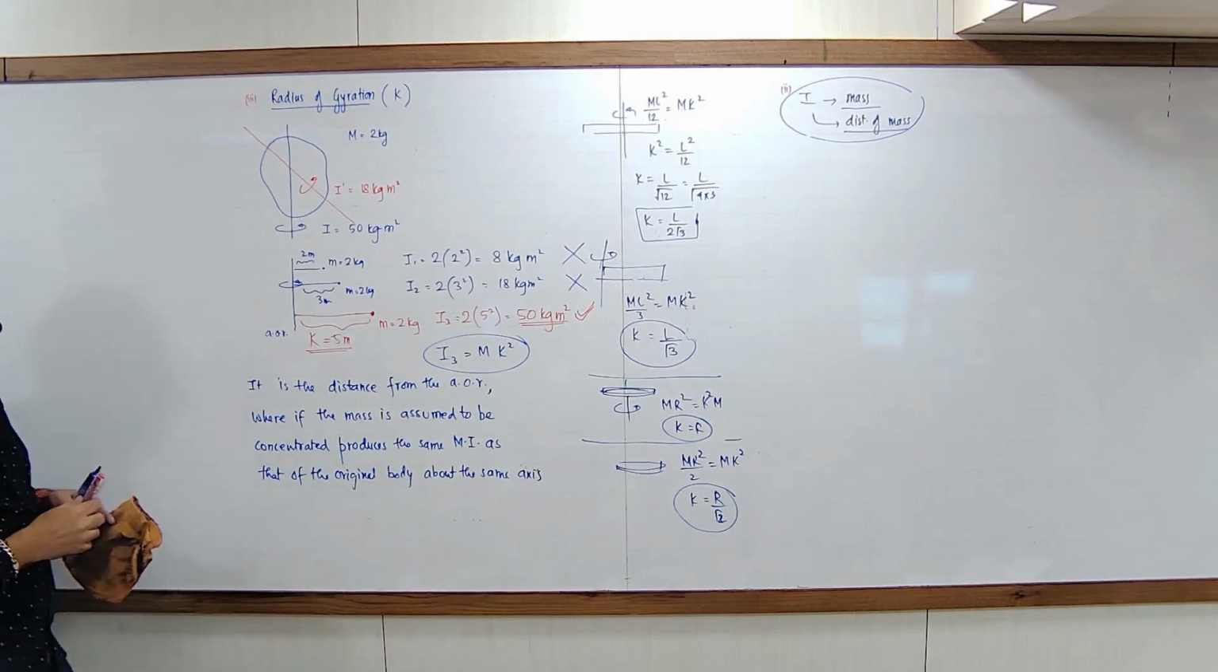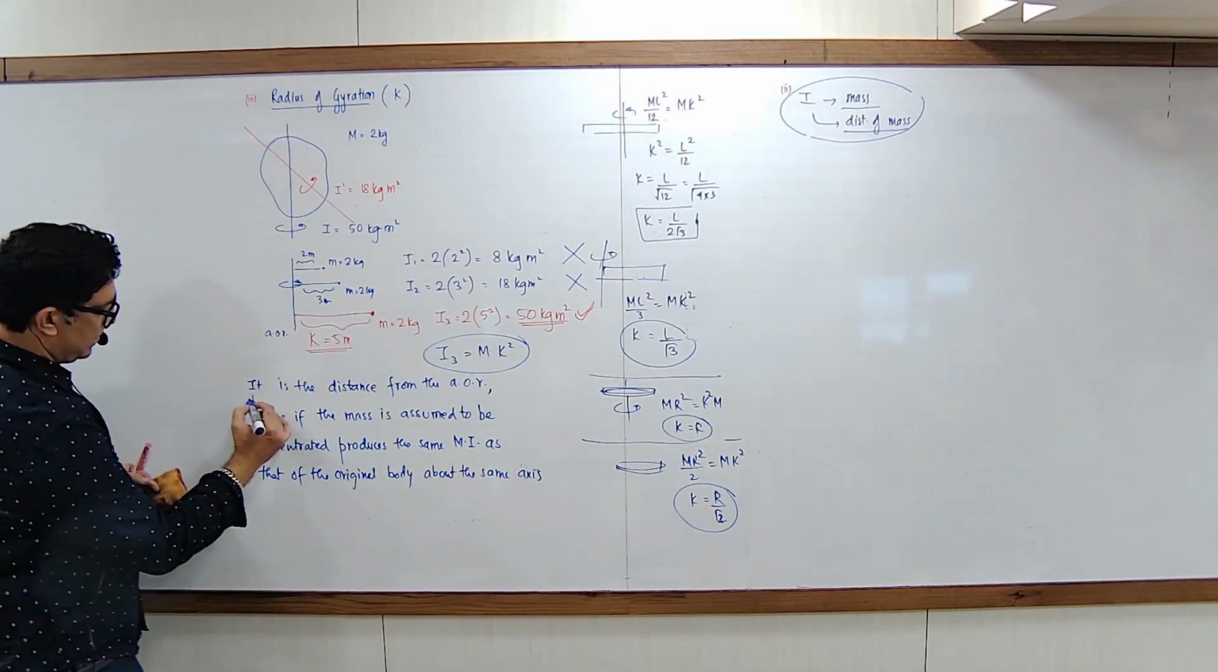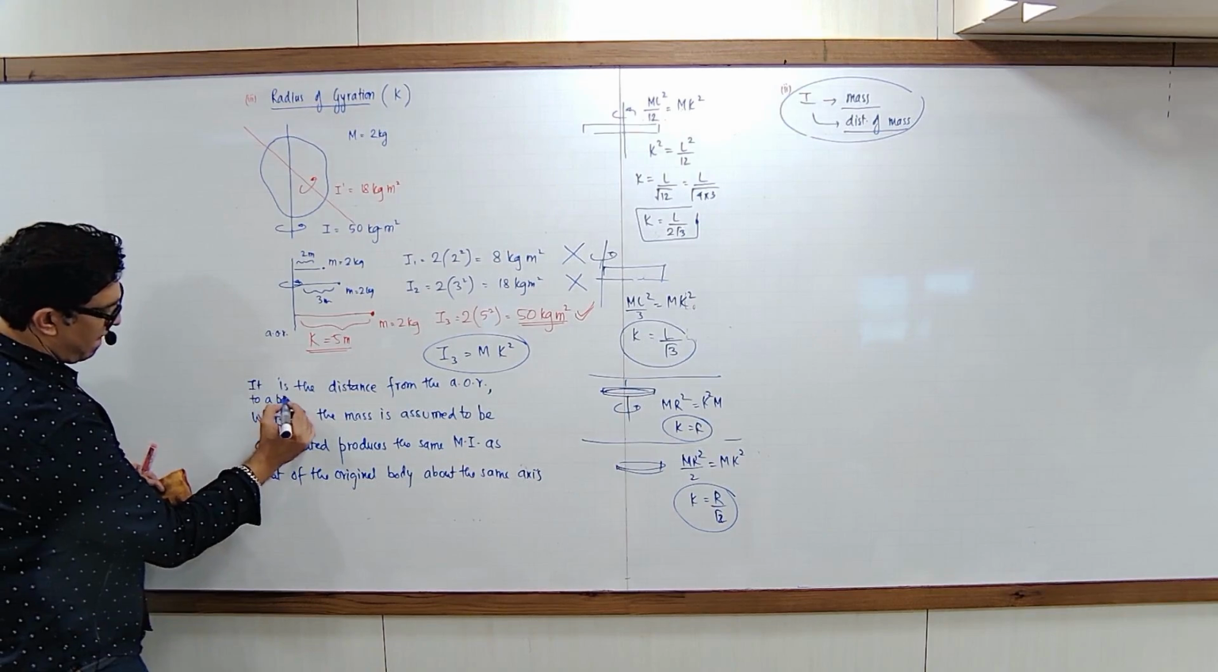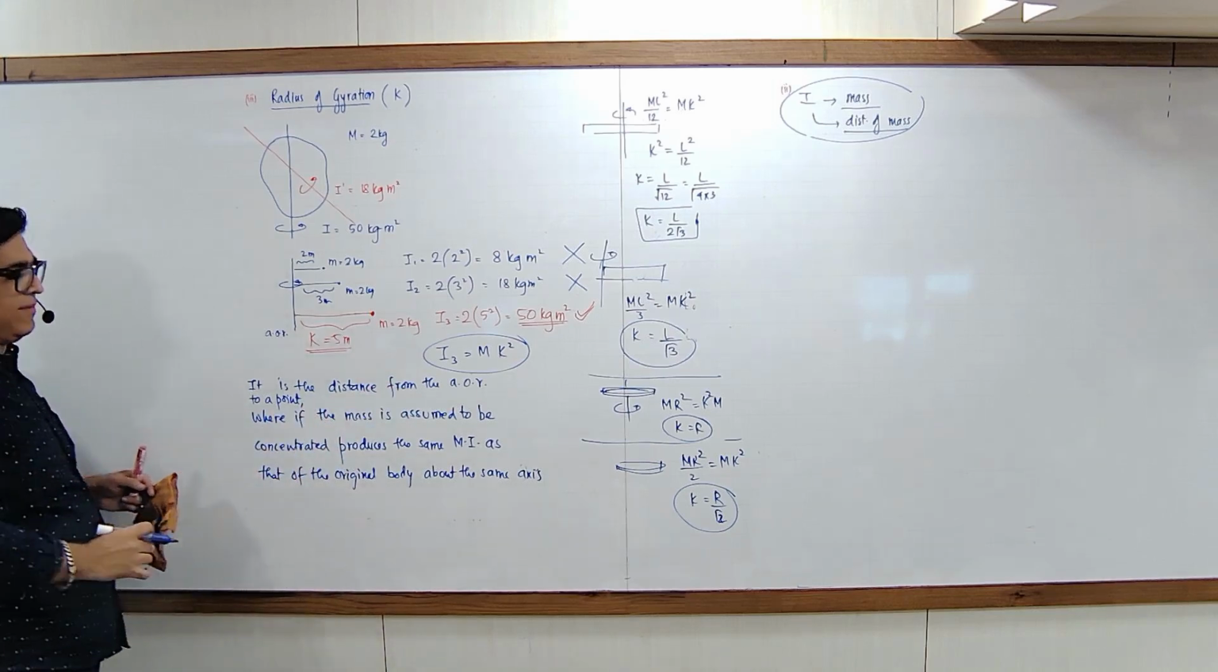The distance from the axis of rotation to a point where if the mass is assumed.